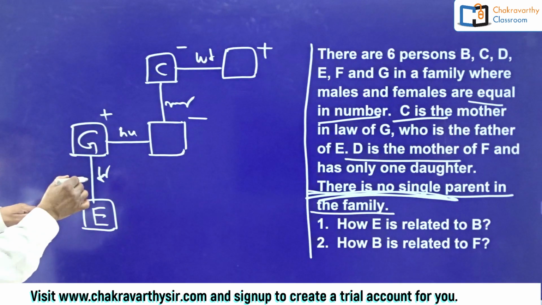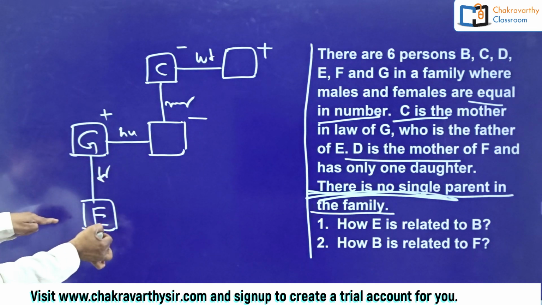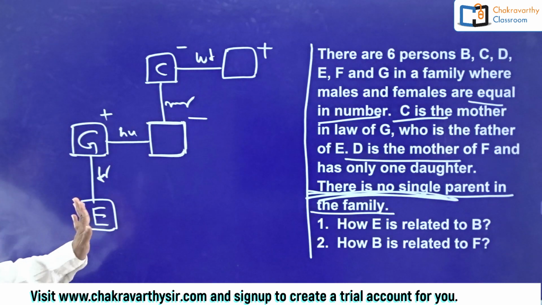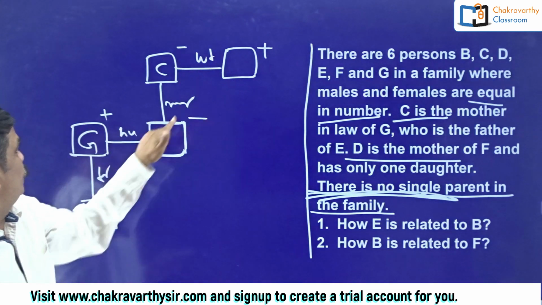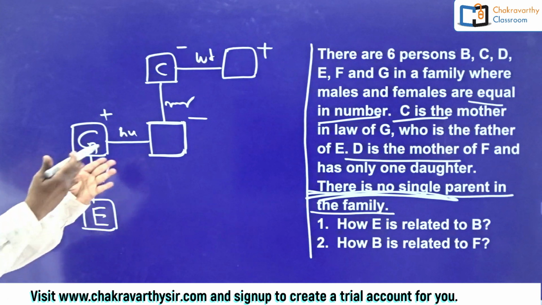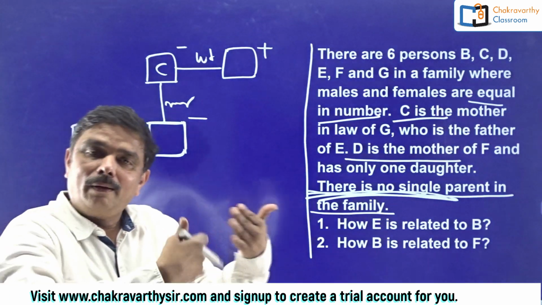Over. And who is the father here? G is father of E. I have to show G's wife also. That's also there. There is no problem. How many are there? 1, 2, 3, 4, 5. One more person is remaining. Now, I don't know what that is. That can be done with the further information.